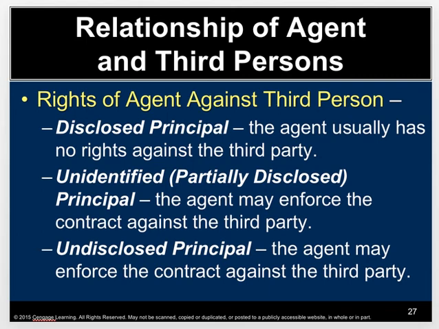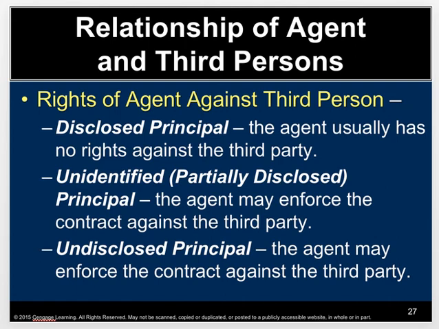What if there's an unidentified or partially disclosed principal? Well, the agent may enforce the contract against the third party at that point. The agent is also going to be liable under that contract, right? So it's a two-way street. If you're the agent and you're going to be liable, then obviously you have some rights and duties under that contract, and it works both ways. So you could actually enforce the contract against the third party.